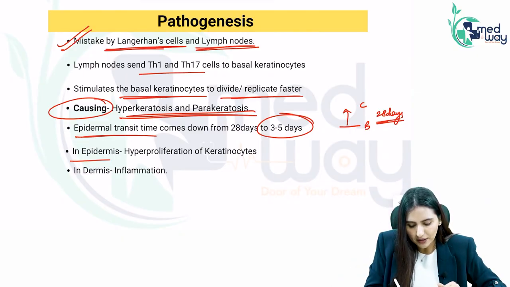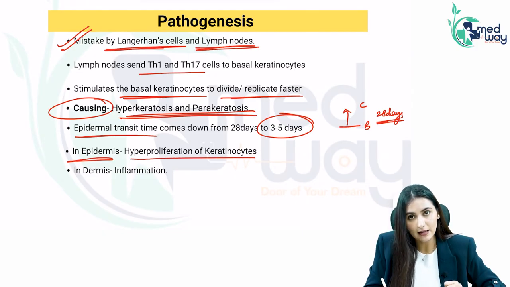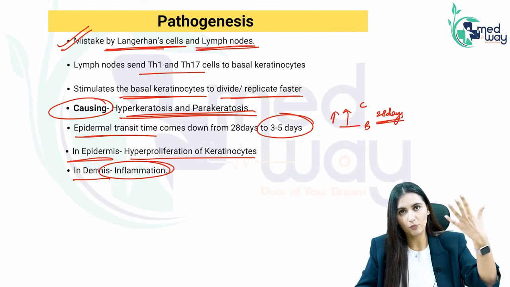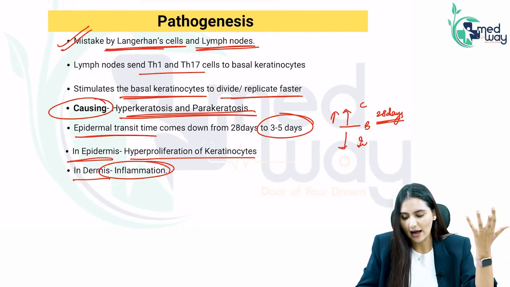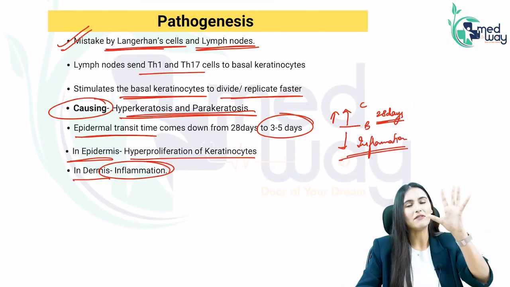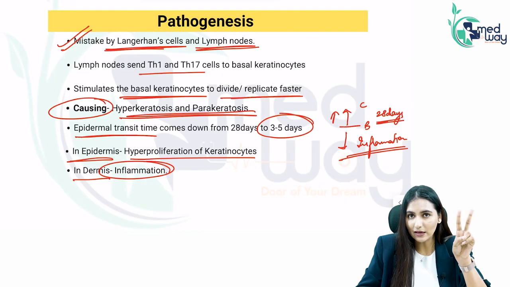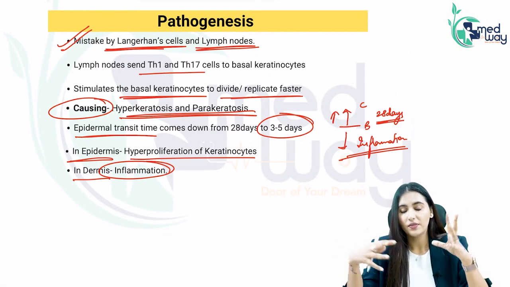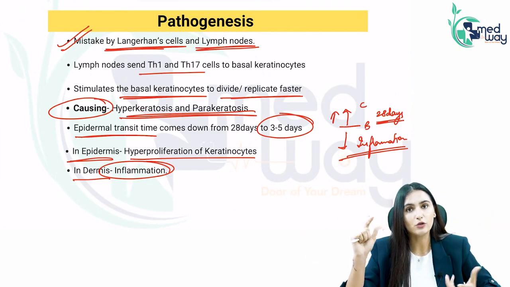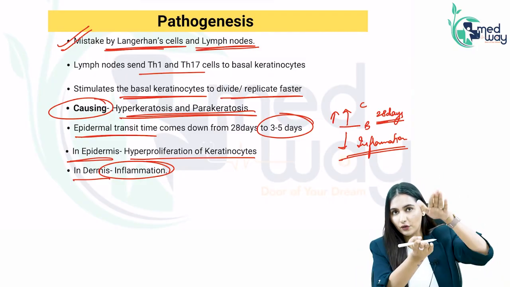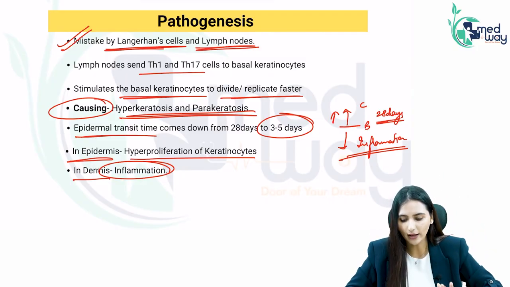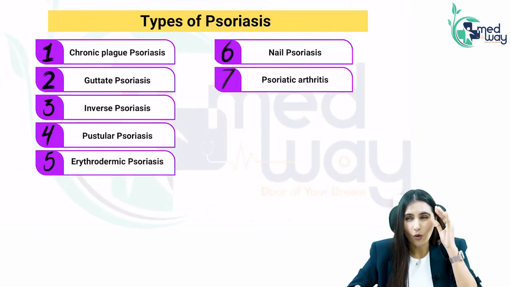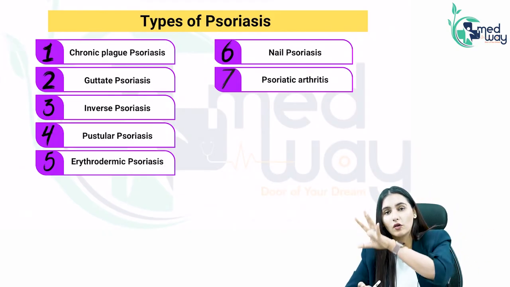So in the epidermis, you have hyperproliferation of keratinocytes, and in the dermis, you will have inflammation. Make sense? You have a brief idea of what happened. Two mistakes were made. Th cells were sent. They nudged the basal keratinocytes to divide. They divided so rapidly that your transit time decreased to 5 days. So a lot of cells are here, and there's a lot of inflammation in the dermis. So this is the etiopathogenesis of psoriasis. This is what is happening at the molecular level. There were a lot of factors that caused all of this problem.